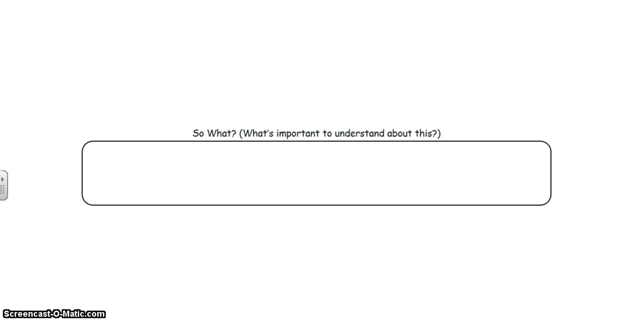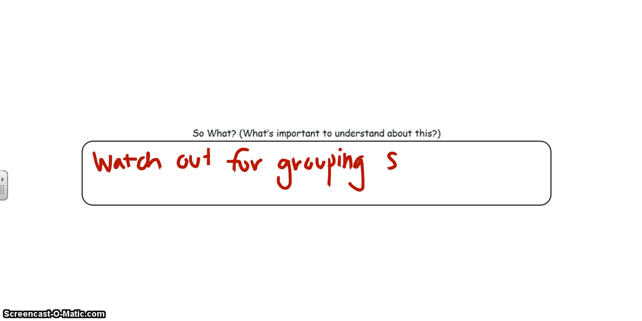Alright, so then, so what? Watch out for grouping symbols. Really important, because usually it's easy to say that you are going to always add or subtract to get rid of that first, and then multiply or divide and get rid of that. But those grouping symbols you really have to pay attention to. Alright, let's flip this over to the back side.